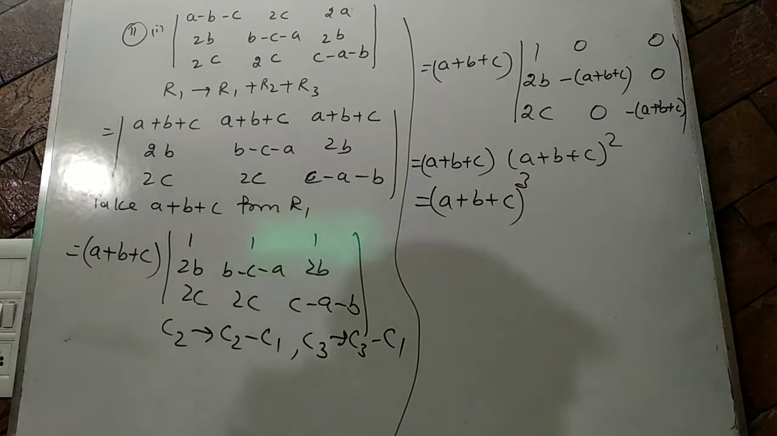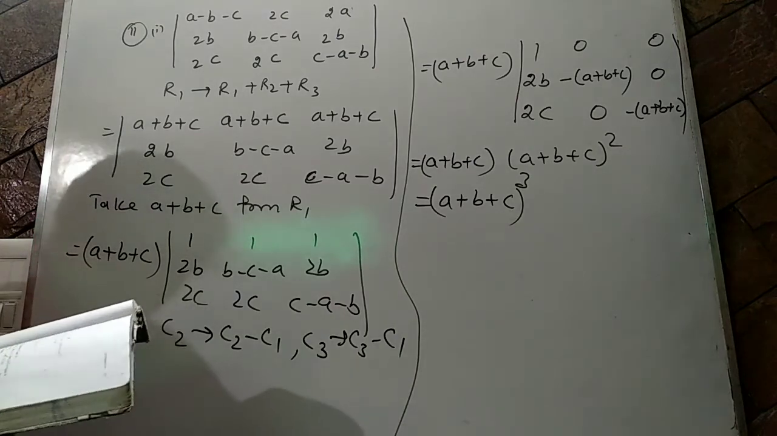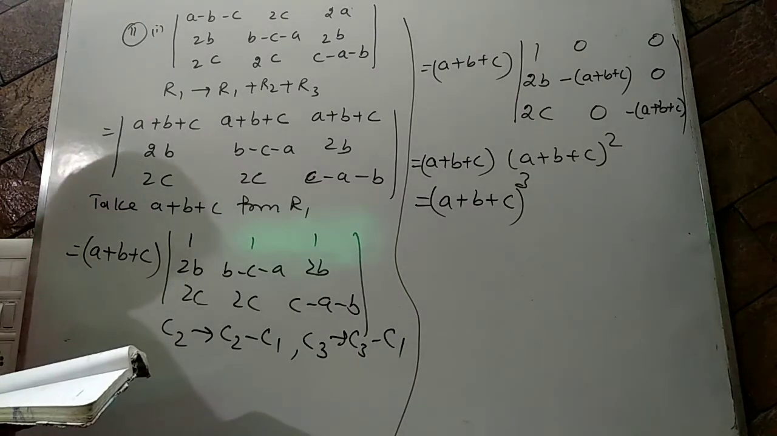Write down fast, beta, write down. The same operation you have to do in the first part and second part. Here you can do it.